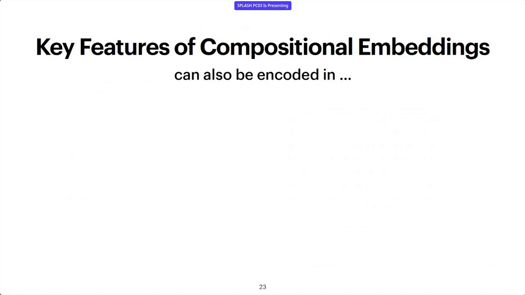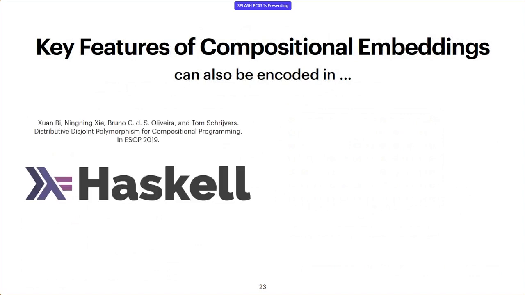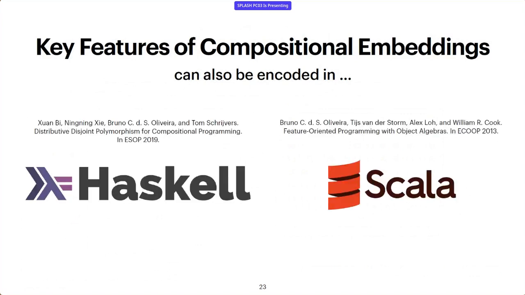Last but not least, the key features of compositional embeddings can also be encoded in Haskell and Scala. You can refer to these two papers for details, but note that it comes with a cost of a lot of boilerplate code. That's why we want to integrate it into the language level instead of using it as a design pattern.